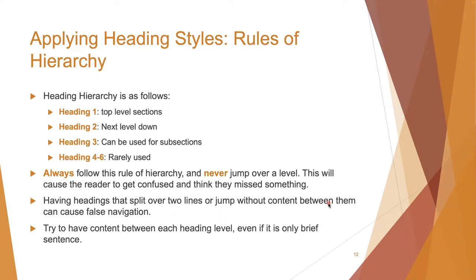having headings that split over two lines or jump without content between them can cause what we call false navigation. So this will cause a screen reader to get lost and the reader will miss important information or become confused. So try to have content between each heading level, even if it's only a brief sentence. So a heading one immediately followed by a heading two can again lead to reading confusion. So for instance, if you're creating a report or something and you've got the heading one, that's the top level name of the section. Then you could just have a sentence saying, this is what this section is about. And then you go into heading two, just so you have something in between those two headings.